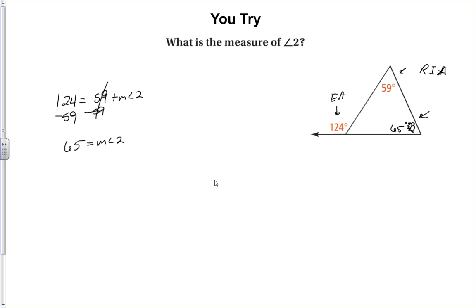It will always be that way. Because of the exterior angles theorem, we know that 124 equals the sum of these two. It equals 59 plus the measure of angle 2. Subtract the 59 to get the measure of angle 2 is 65 degrees. You can always plug it back in to make sure that 59 plus 65 is 124, but check your work to make sure you did it correctly.